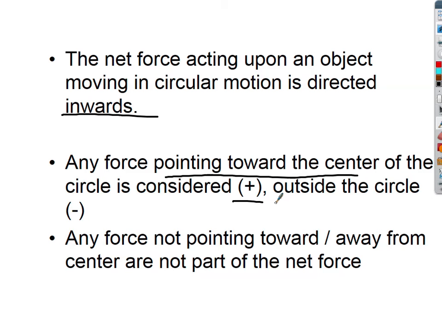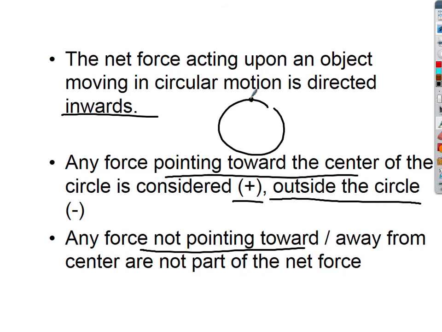So when we draw the free body diagram, and if the weight is pointing towards the center of the circle, weight will be positive. Oops, sorry, we skipped a part. If it's pointing away from the center, that would be considered negative. All right? So any force pointing towards the center, positive. Any force pointing away from center, exactly opposite to center, will be negative. Any other force pointing any other direction does not take part in net force.